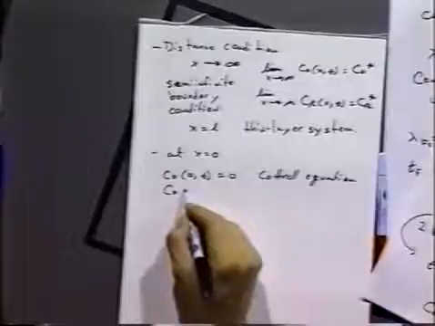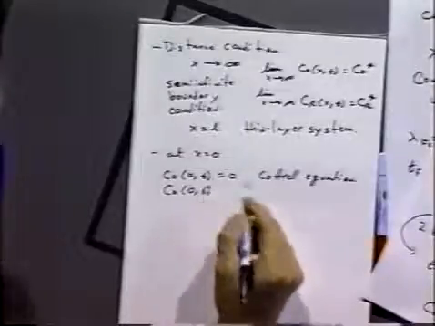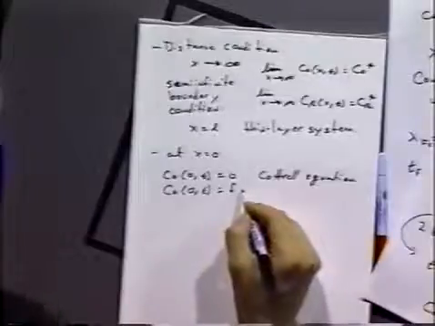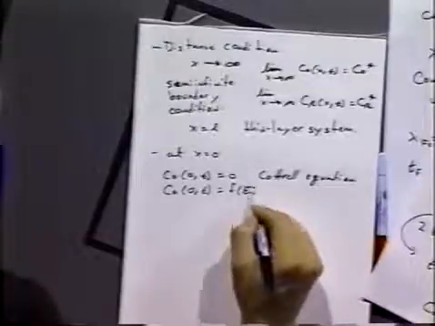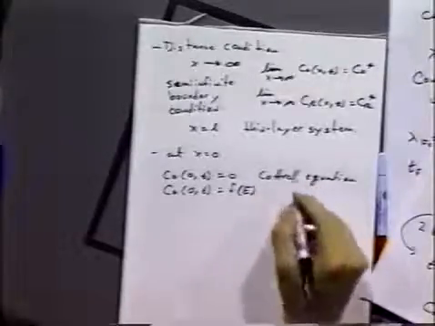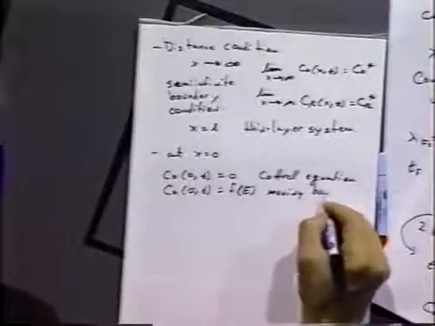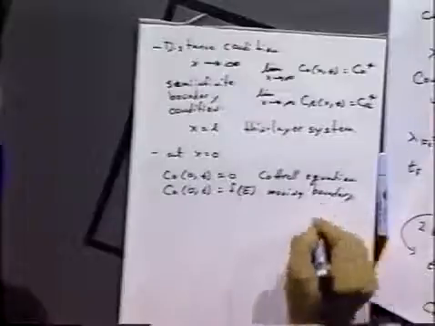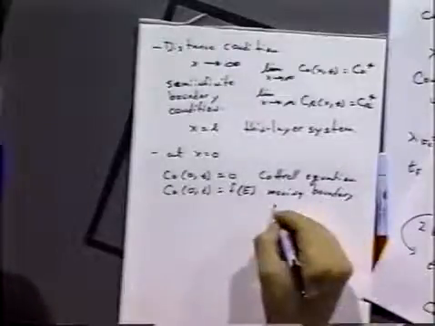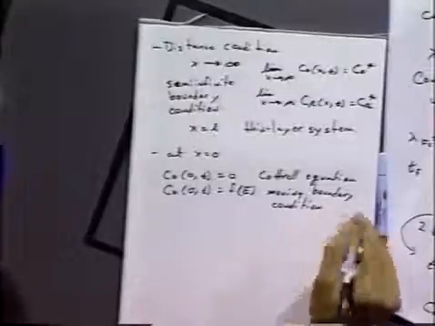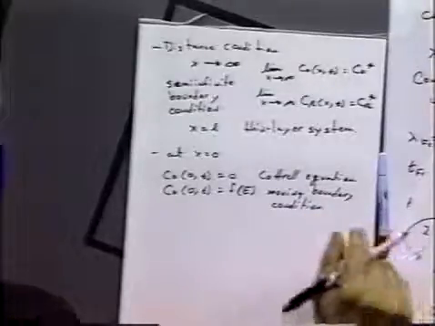Or we might have a condition where the concentration of O at the electrode interface is some function of potential. And that's a moving boundary condition problem. Those are very difficult to solve, although not impossible. So those exist.